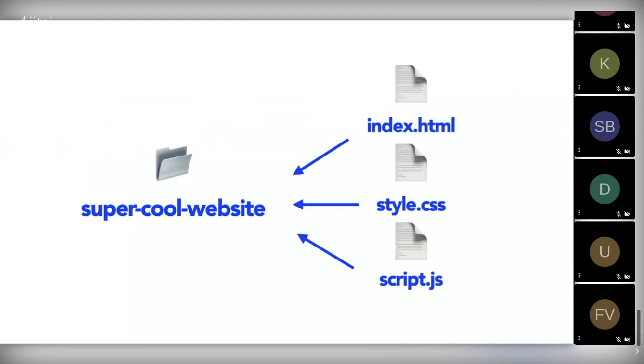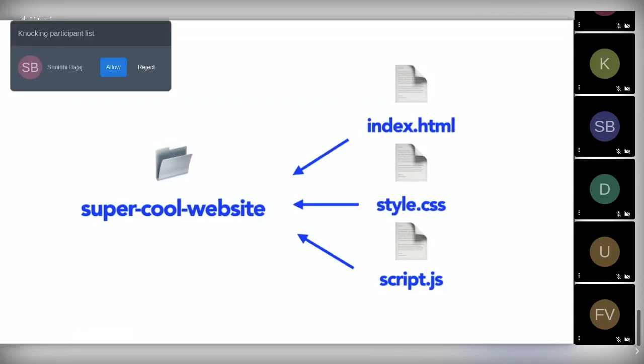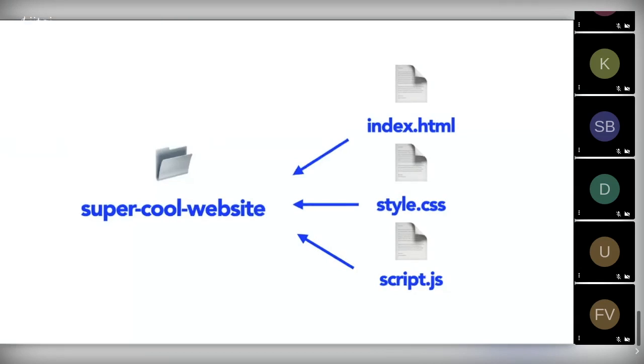Now, I've kind of skipped ahead one slide, but as you can see, let's imagine that we had a folder on our computer. Let's call that folder Supercool website. That's going to be the name of the website that we're going through at the moment. Inside of that folder, we're going to create our three files: index.html, style.css, and script.js. Now, although they're in the same folder, there's no connection between them yet.